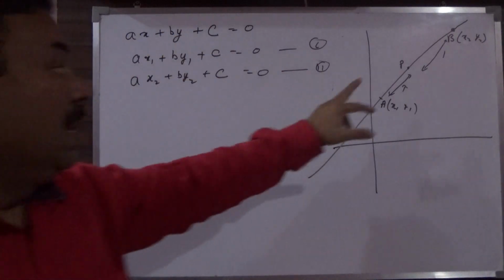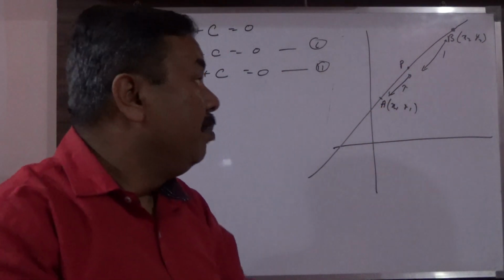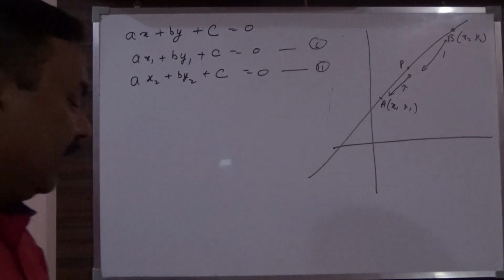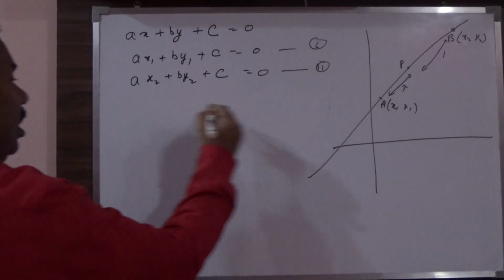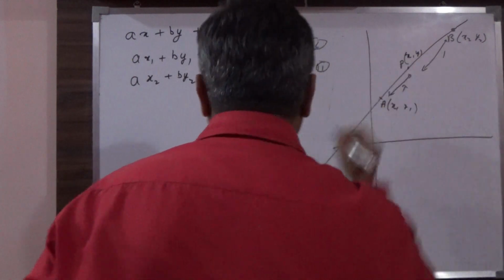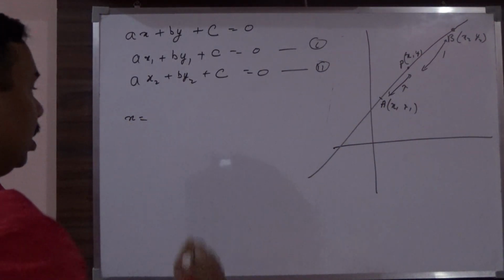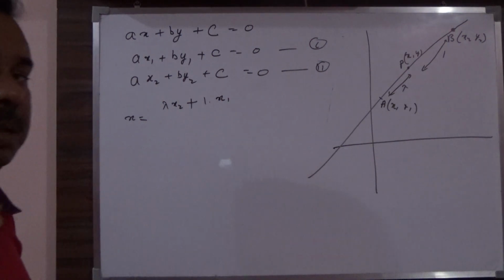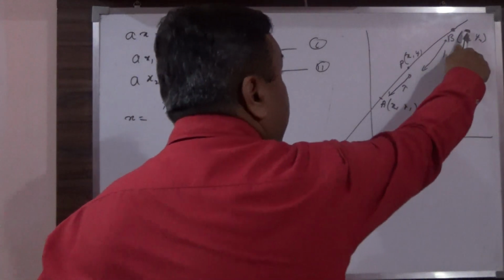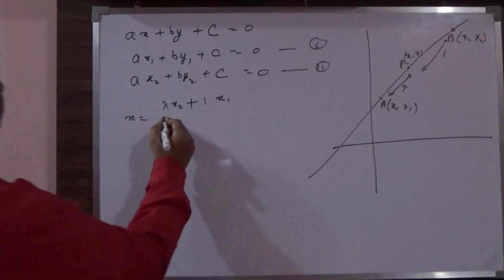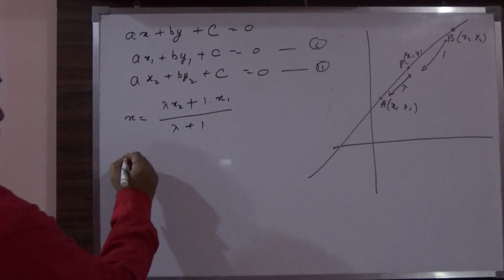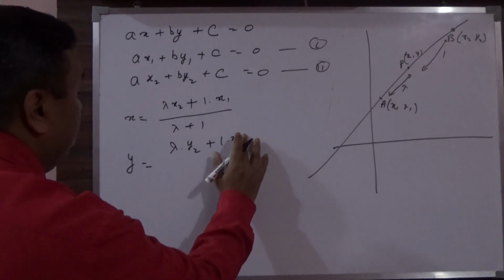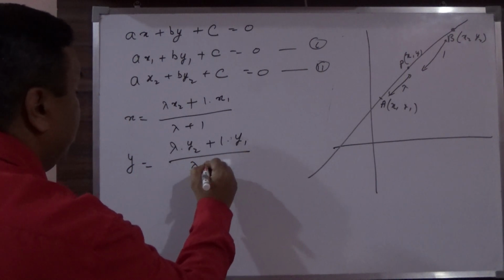Now I said that P is dividing AB in the ratio of lambda is to 1. So in that case, what will be the coordinates of P? If I assume the coordinates of P to be x, y, then obviously x will be lambda into x2 plus 1 into x1. Just remember what you have studied in standard 10. Lambda into x2 and 1 into x1, divided by lambda plus 1. Similarly, y will be lambda into y2 plus 1 into y1, divided by lambda plus 1.